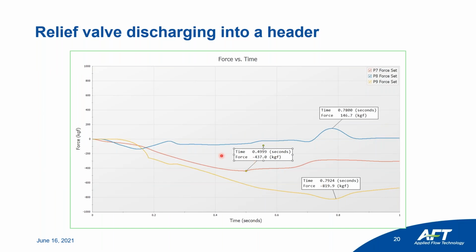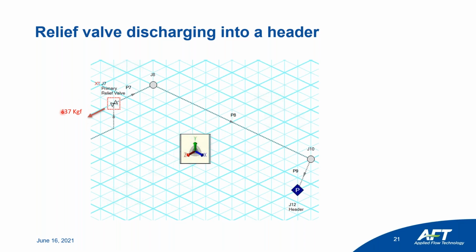Here we have the resultant force. In pipe 7, we have a force of 437 kilograms, which is quite high and might be too high for the relief valve to handle. In pipe 8, which is the next pipe, we have 146 kilograms, which is not so high, so it will help you design the anchor in case you're using the anchor to control the forces that go to the header. And finally, in the connection to the header, we're getting 819 kilogram forces. So the resultant forces, as I said, are 437 kilograms in the connection with the relief valve and 146 kilogram forces in this pipe. So if you're going to use an anchor, or a stop or a guide, you know the forces.